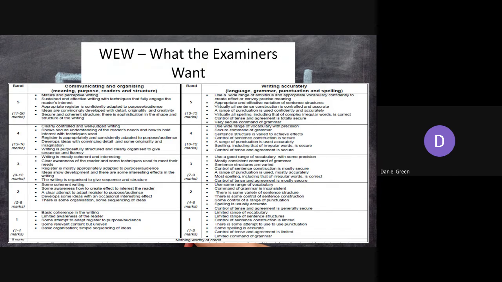That goes for narratives and descriptions as well. Don't go too left field with it. Don't go for some kind of fantasy element, because it's not going to pick you the marks up and examiners don't like it very much.